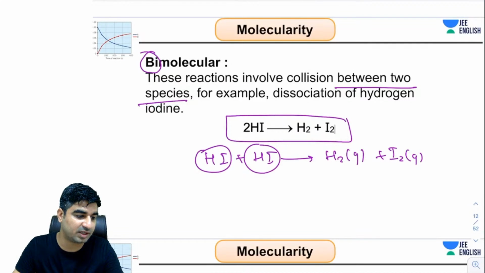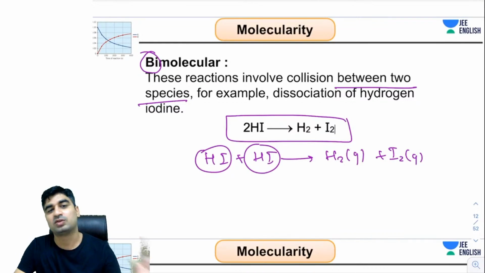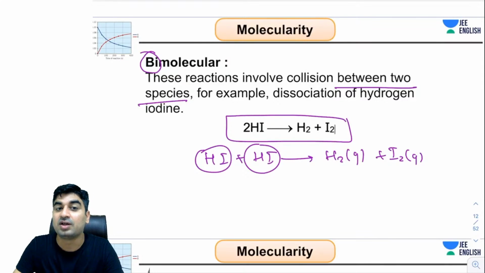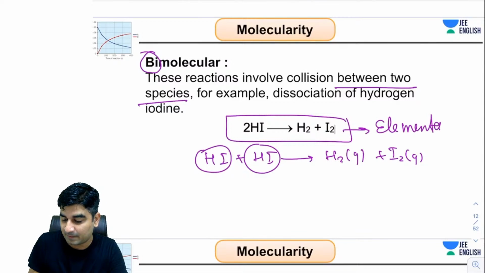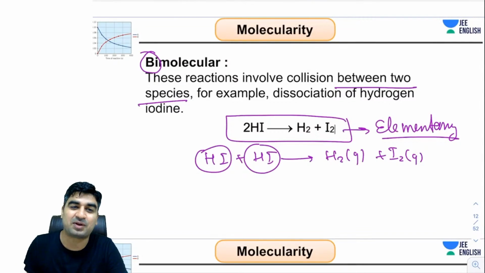Yes, Ananda, Vignesh, Priya, Monica, Pavan, any doubt? So now you understand unimolecular, you understand bimolecular.